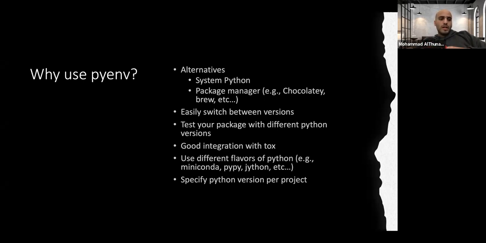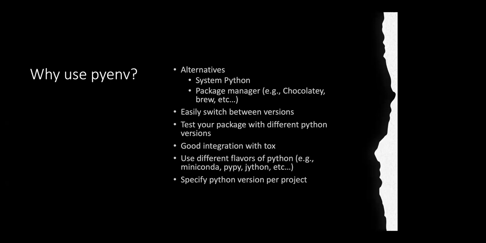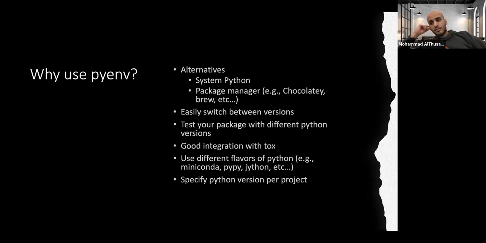If you're using Pyenv, you're going to be able to test your packages very easily using something like Tox, which has a very good integration with Pyenv, and you'll also be able to quickly test different flavors of Python. So you'll have something like PyPy, which is a static version of Python, or Jython, Java implementation of Python, and you could also specify your Python version per project. So let's say you've developed a script or an app or web app that depends on a certain version of Python. You can specify that Python version and pin it so that when you come back to that project, it still works as intended.